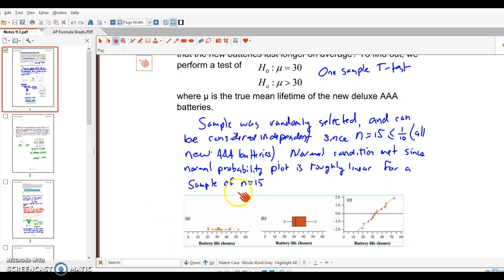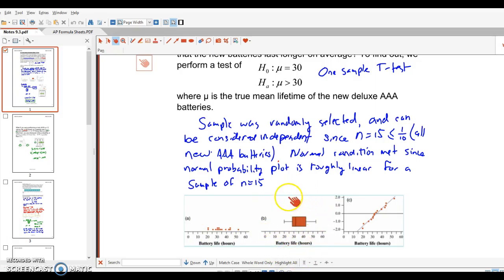So given to us, this is a problem out of the book, you have a dot plot, a box and whisker plot, and a normal probability plot. What we're looking for, with a sample size of 15, is that we would like it to be roughly linear in the normal probability plot, which there's a little bit of wave here on both sides and in the middle, so you could definitely say that there's some concern from the normal probability plot, maybe even condition not met. Dot plot doesn't look like it has a normal shape.